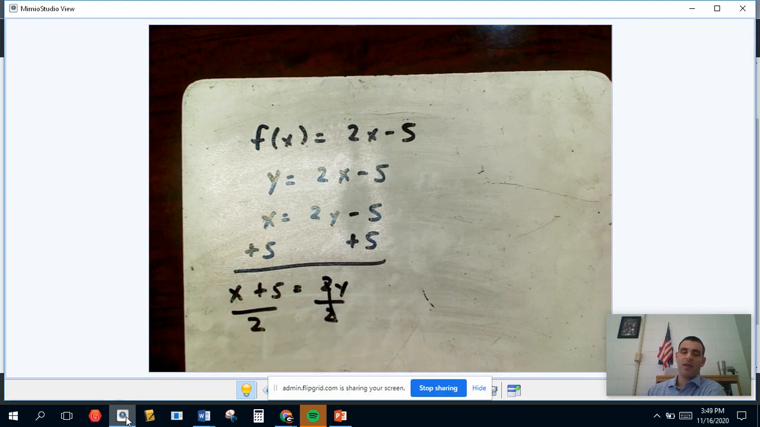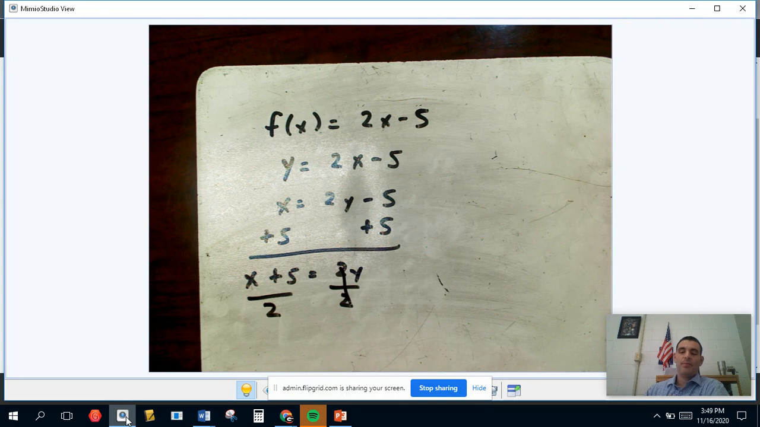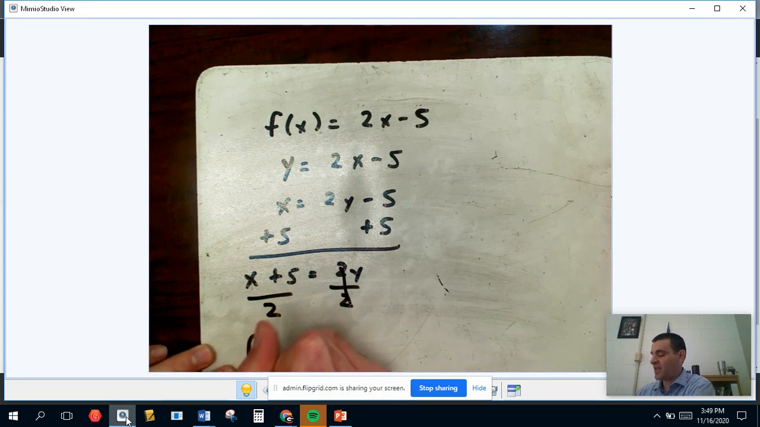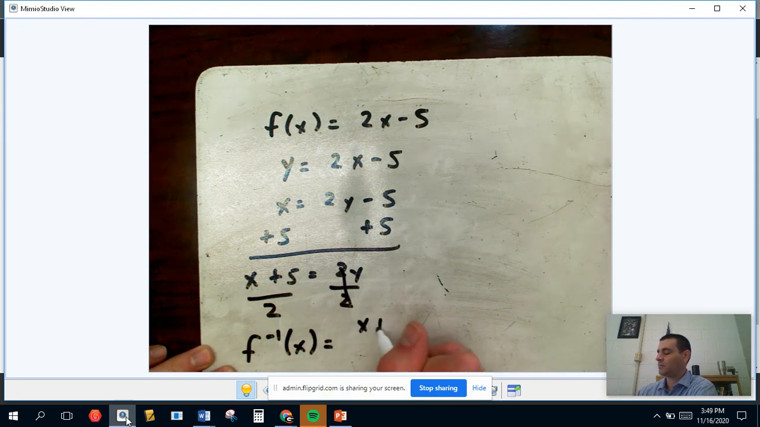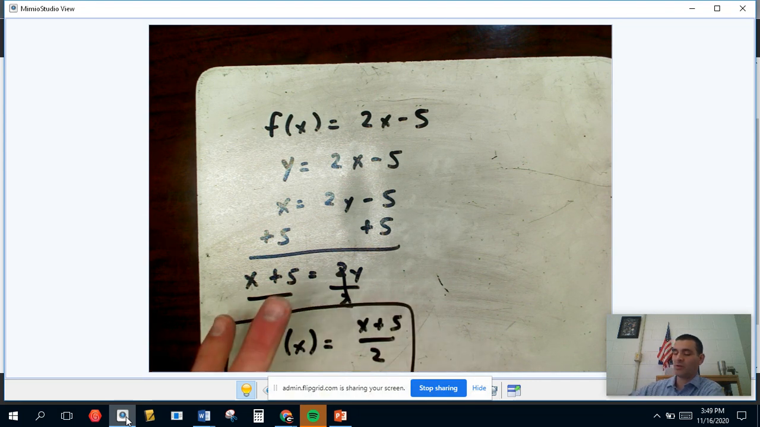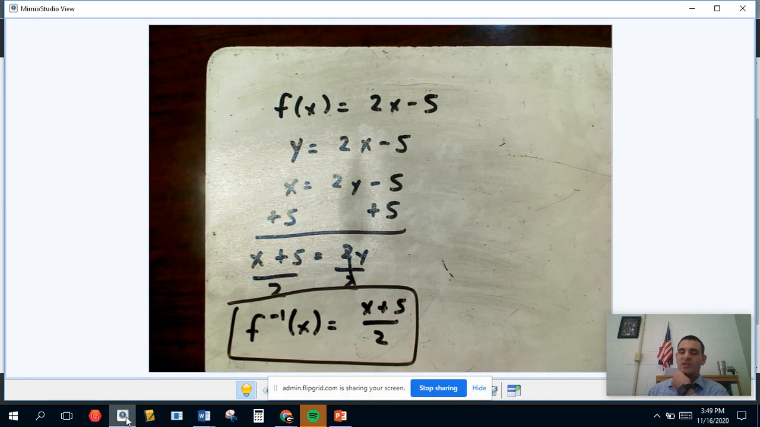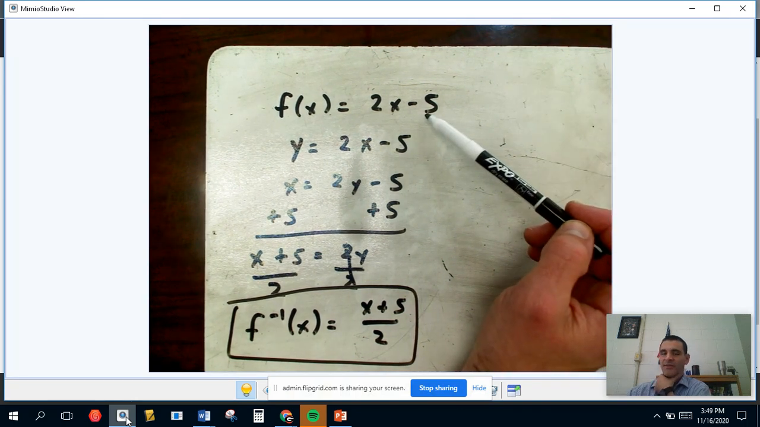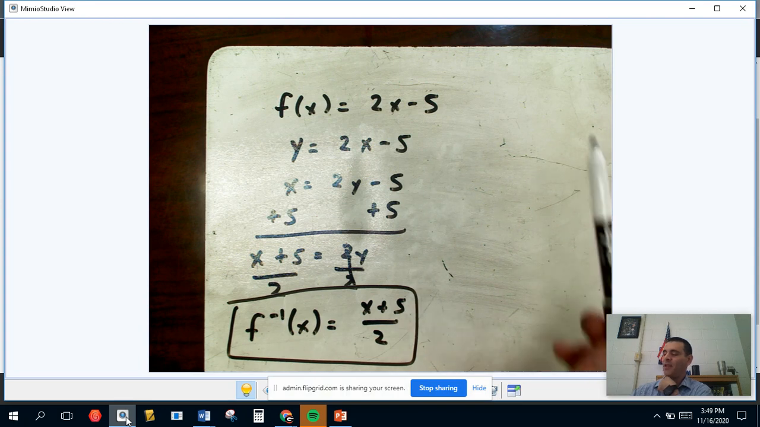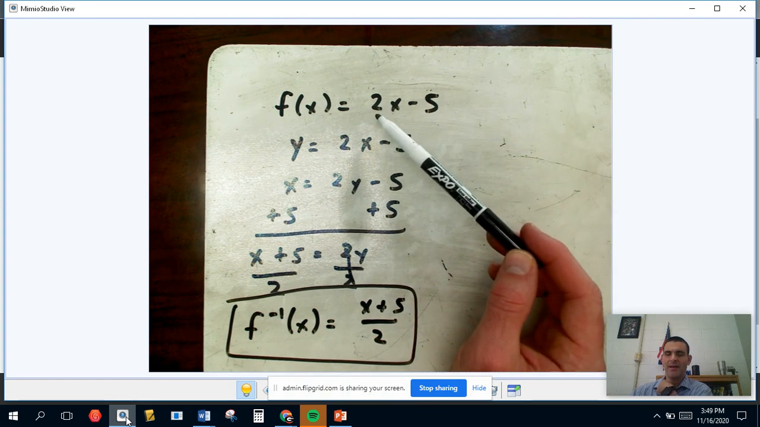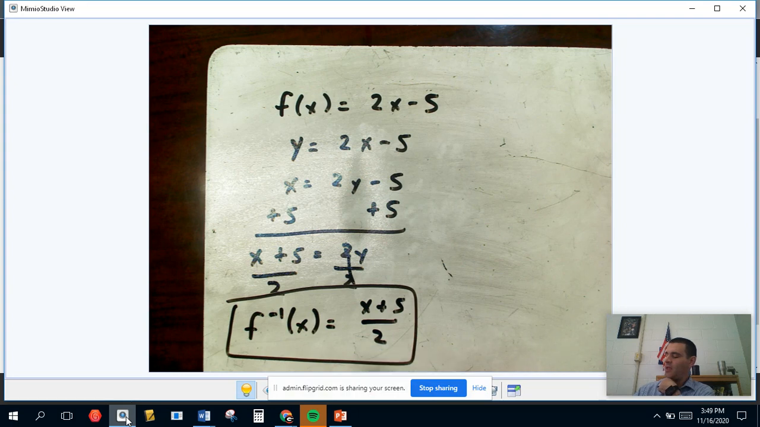The 2's cancel. We then put the inverse symbol. The inverse symbol is f inverse of x, like this. And I also switched the sides there. Notice in the original problem we were subtracting 5, and in the inverse we're adding it. In the original function we're multiplying by 2, and in the inverse we're dividing. You could write this as 1/2 x plus 5 halves if you wanted to.